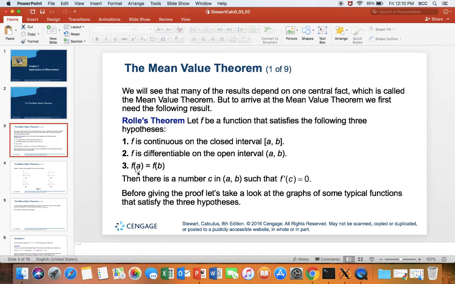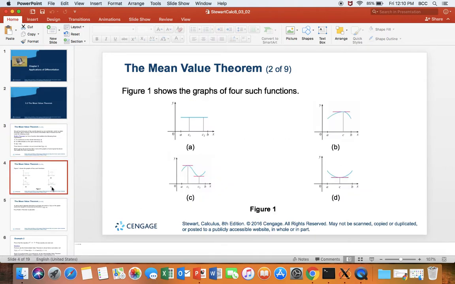And the third requirement is f of a equals f of b. What does this mean geometrically? It means the height at a has to be the same as the height at b. In other words, let's look at a picture. Okay, here is a and here is b, right? So you are continuous, you are smooth, you may be going up and down, but you end up at the same height that you started. You see in each of these examples.